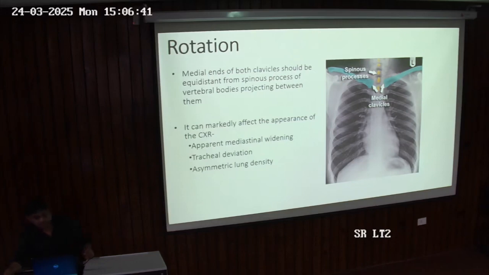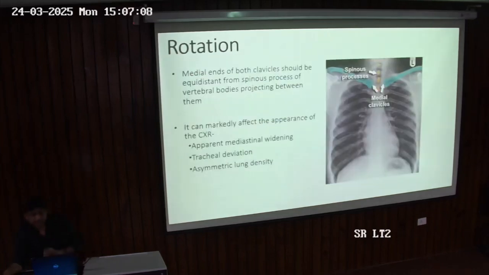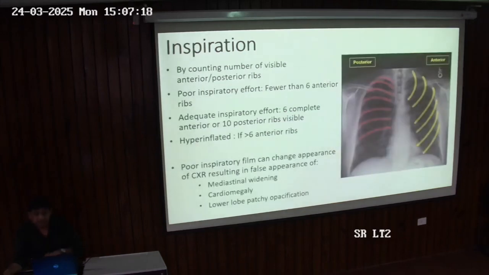Rotation can markedly affect the appearance of the chest X-ray: apparent mediastinal widening, tracheal deviation, and asymmetry in the lung density. Inspiration is assessed by counting the number of visible anterior and posterior ribs. These are the anterior ribs and these are the posterior ribs; you can see the yellow one is the anterior. In this X-ray you can see two ribs, one highlighted and one faintly visible. So these are the anterior and posterior.